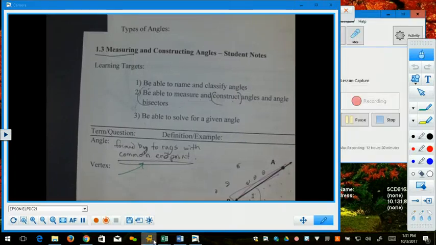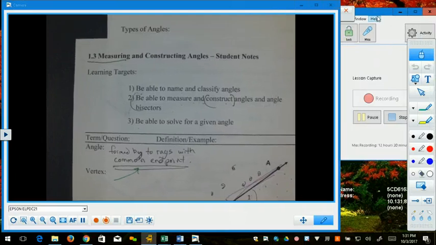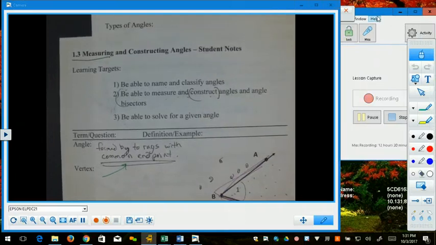All right, welcome to lesson 1.3 clip 2. And in this lesson, we are looking at being able to solve and set up equations that involve measures of angles and angle bisectors.